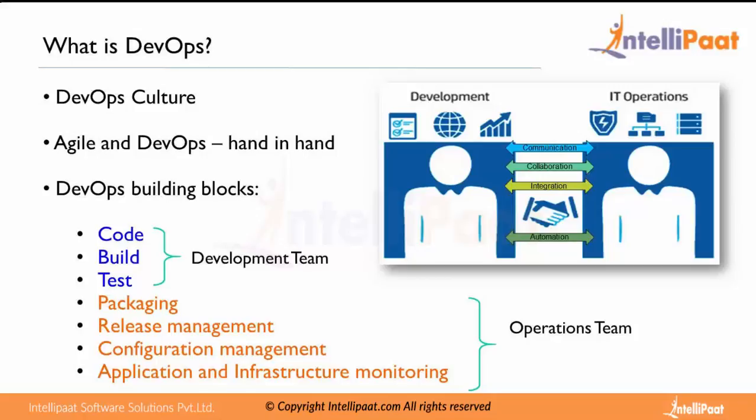And to have all these building blocks implemented, automated rather, we have to have better collaboration between the development team and the operations team. So what are the important things? Have healthy communication and collaboration between these two teams. These two teams meet often. All the stakeholders rather meet often.